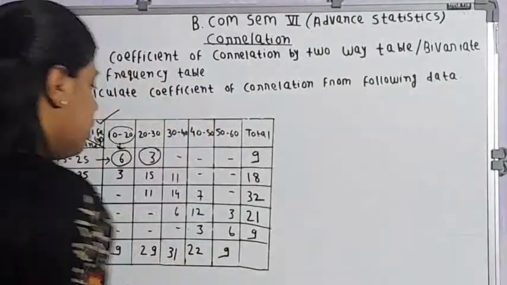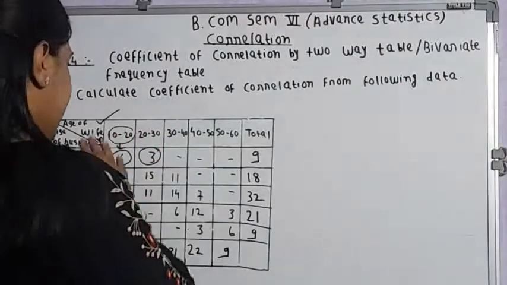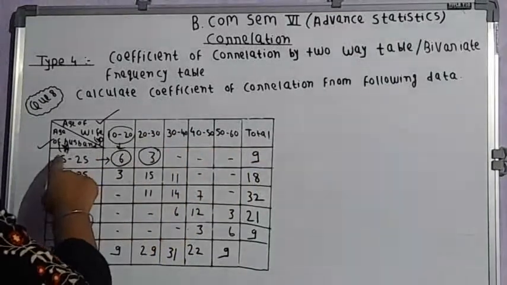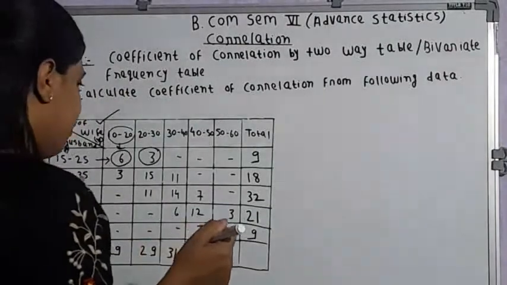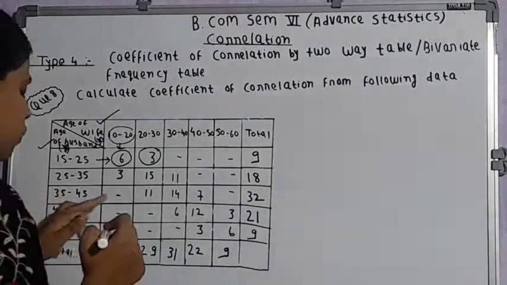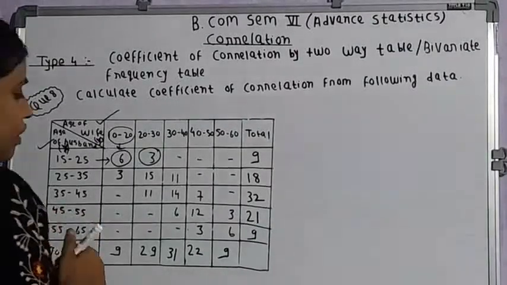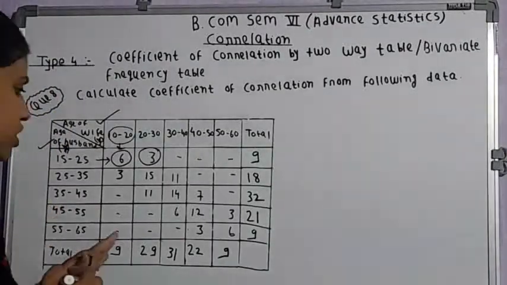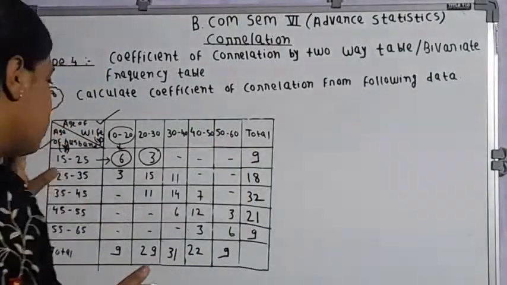Now what have we got? We have got the total number of husbands belonging to different age groups. The total number of husbands belonging to 15 to 25 is 9, to the age group of 25 to 35 is 18, to the age group of 35 to 45 is 32, to the age group of 45 to 55 is 21, and to the age group of 55 to 65 is again 9. So this way we have got the total number of husbands belonging to different age groups.